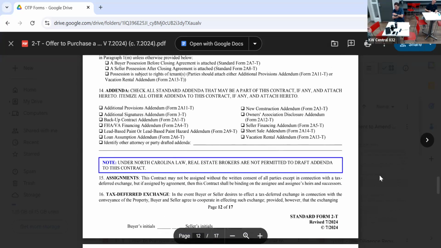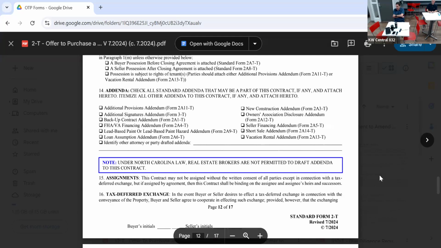Possession, I'd like for you to just cruise right past this section pretty quickly, because I don't advise it in any situation. Buyer possession prior to closing or seller possession after closing. There are addendums for that. There are situations and circumstances where that may need to happen. I wouldn't make it a common practice. You get screwed 85% of the time.